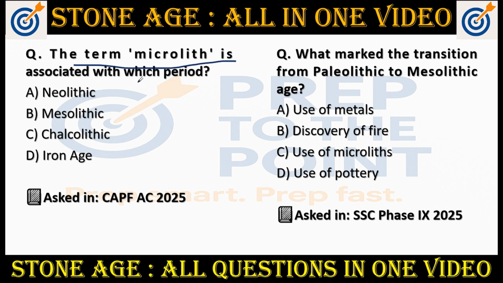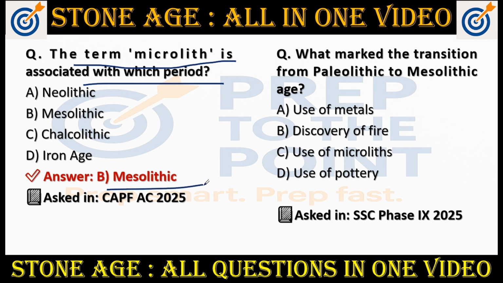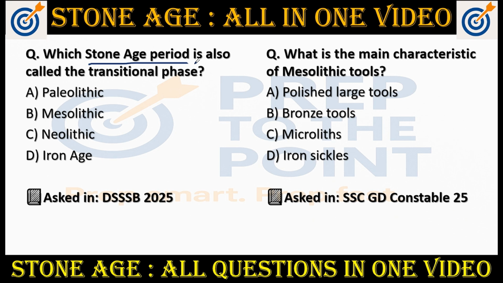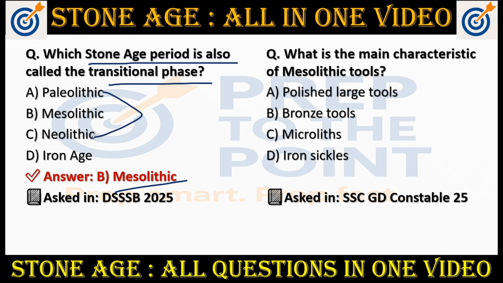The term microlith is associated with which period? It is Mesolithic. What marked the transition from Paleolithic to Mesolithic age? Its use of microliths. Which Stone Age period is also called the transitional phase? The answer is Mesolithic. Mesolithic is the transitional phase of Paleolithic and Neolithic. What is the main characteristic of Mesolithic tools? It was microliths.